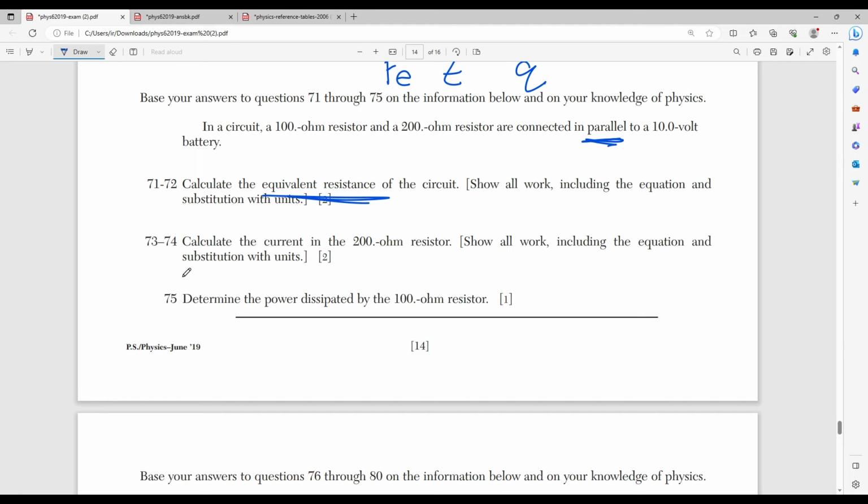Moving on to 73 to 74, it says calculate the current in the 200 ohm resistor, right? So what I'm given is voltage, right? And I'm given resistance.